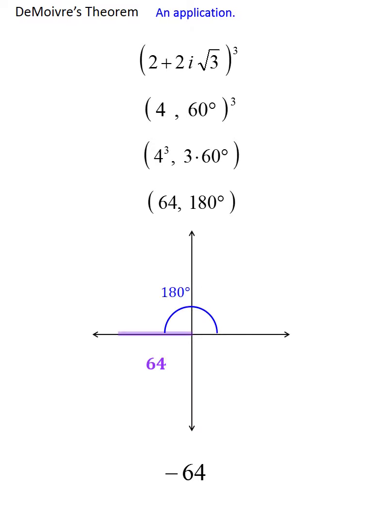Let's remind ourselves that 64, 180 represents a point that's 64 spaces away from the origin at an angle of 180 as shown in the diagram here. But isn't that the same as the point negative 64, 0, which is essentially the number negative 64 on the x-axis? And what this example shows is that de Moivre's theorem can be used to dramatically cut down on your work and the amount of messy algebra that you'll need.